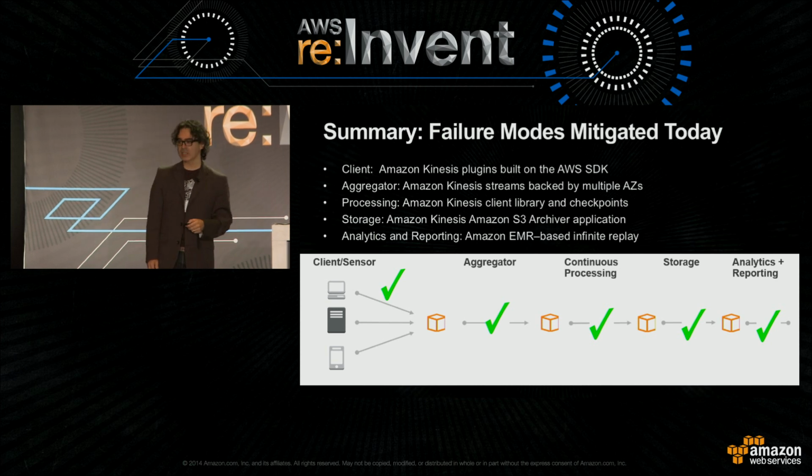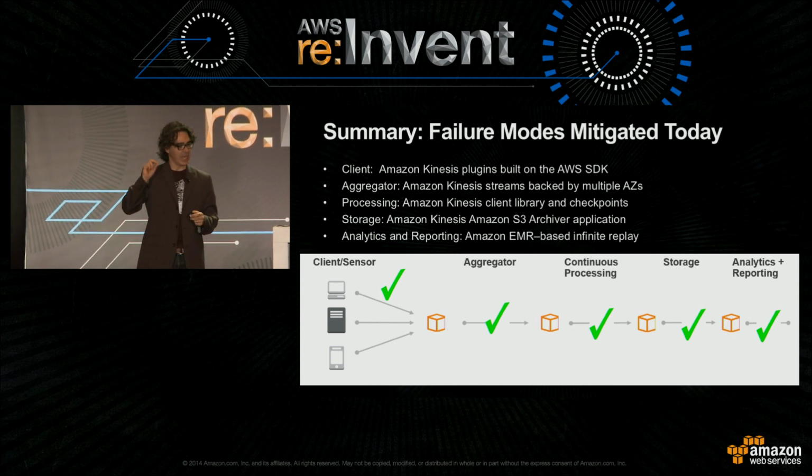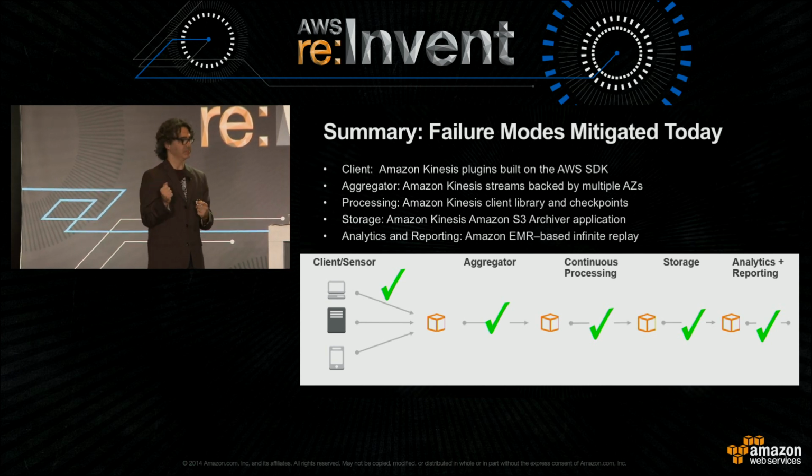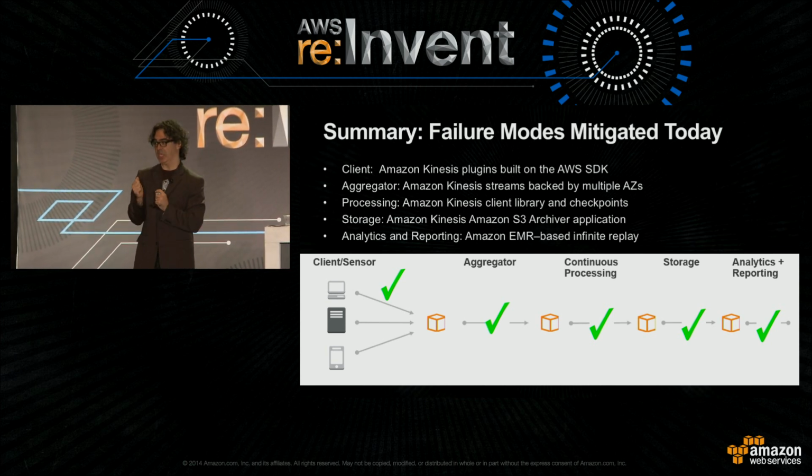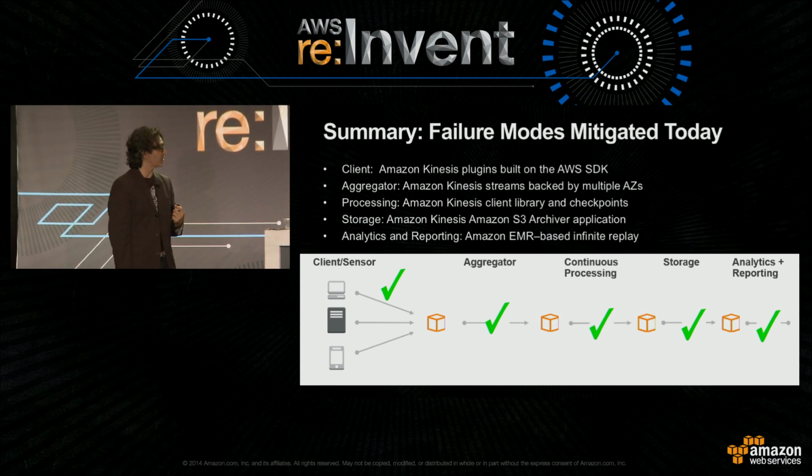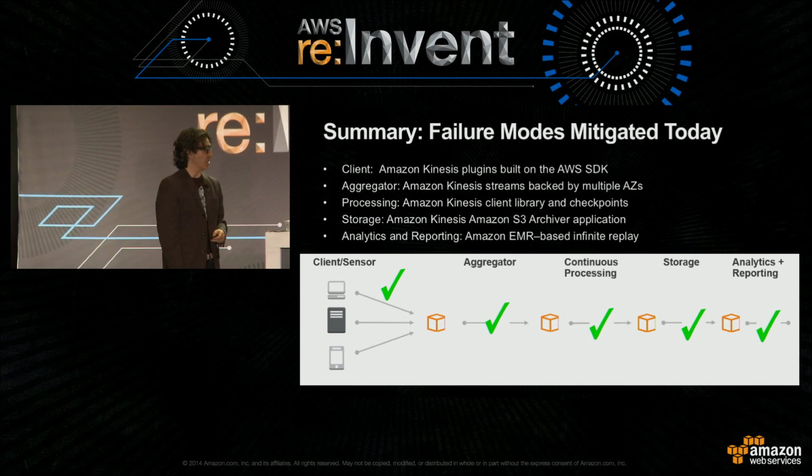For the processing layer, go back to what Yukesa mentioned. Ask yourself, what sort of record loss ratio can you withstand? Is it okay to just keep processing, or do you have to stop and put the records aside and go back and analyze them? Again, it's a business decision that you need to make, and KCL can support that. From a storage perspective, an S3 archiver should be part of every mission-critical Kinesis application fleet. And this EMR-based infinite replay pattern is, again, something that you can use very efficiently.